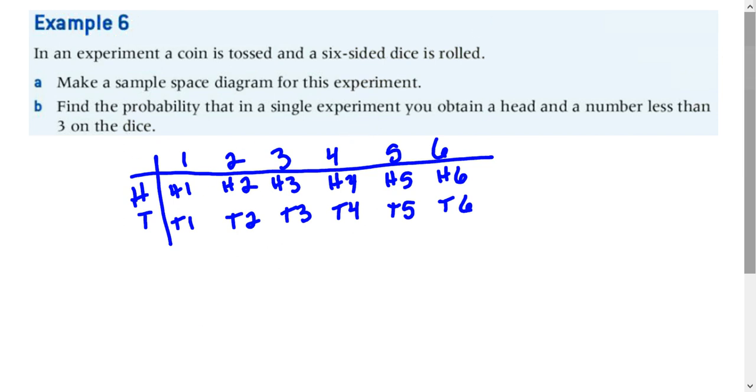However, in this problem, we wanted the probability that in a single experiment you obtain a head and a number less than 3. Had less than 3, had less than 3. Therefore, what is the probability of that happening? 2 out of 12, which simplifies to 1 sixth.